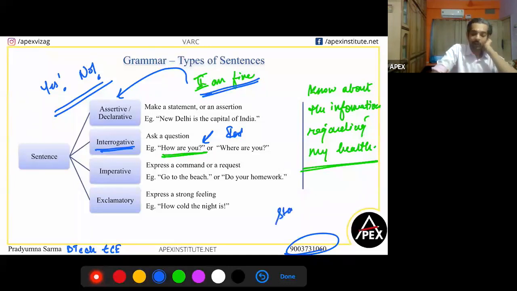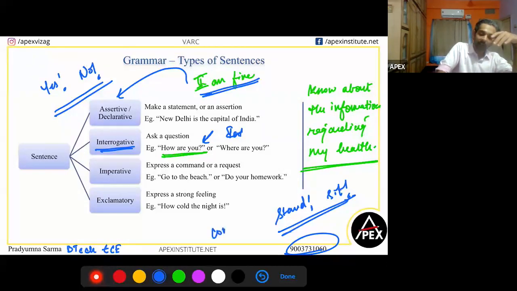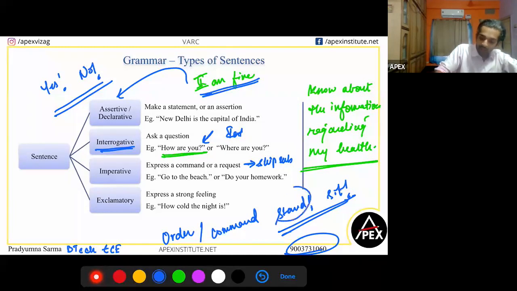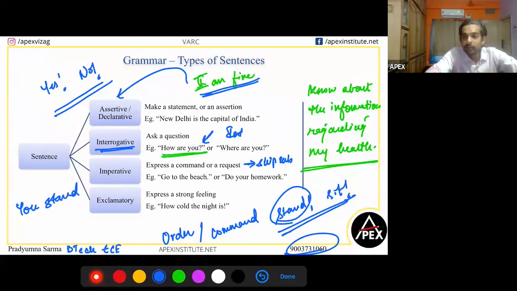So all these things are sentences. Your stand, sit, it's a sentence. You know why? Because when we are looking at this, this is a command or an order. Am I right? Now, when you have a command or an order, you can skip the subject. So over here, please make a note: you can sometimes skip the subject for imperative sentences. For example, when I say stand, the actual meaning of it is you stand, right? When I say sit, it's obviously you sit.